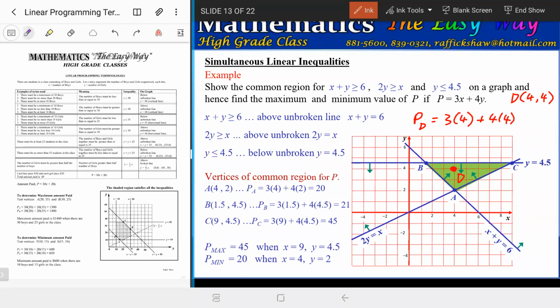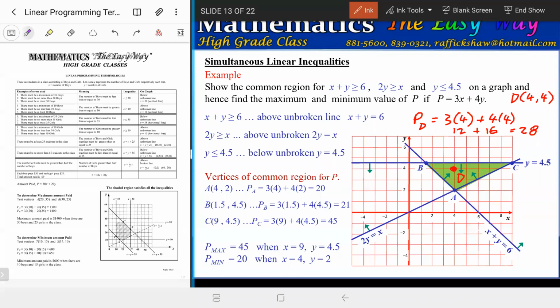The maximum and minimum will always be at one of the vertices or along one of the sides where the x and y values are at their extremes, either extremely small or extremely large. If we work this out, it becomes 12 plus 16. 12 and 16 is 28.